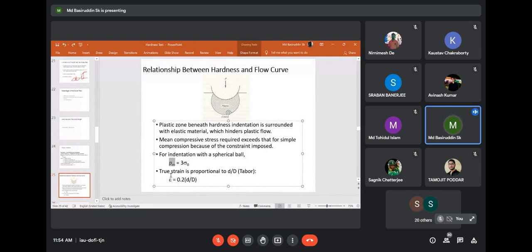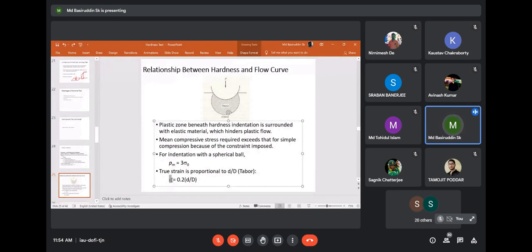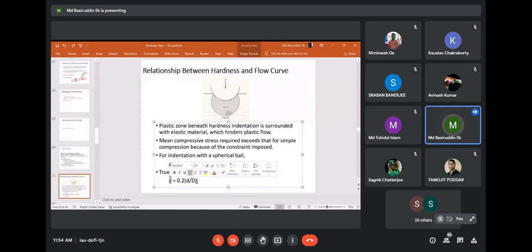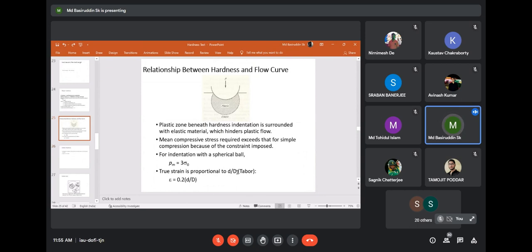Okay, and similarly, you can correlate the small d by capital D ratio with the tensile strain. If you make a plot by changing the small d by capital D ratio, you can put stress on one axis and strain on the other axis, and superimpose it with the plot of load versus small d, or load versus strain. Then you can check how stress-strain is changing, as well as how the hardness is changing, parallelly. That particular relation was developed by Tabor, a famous scientist.